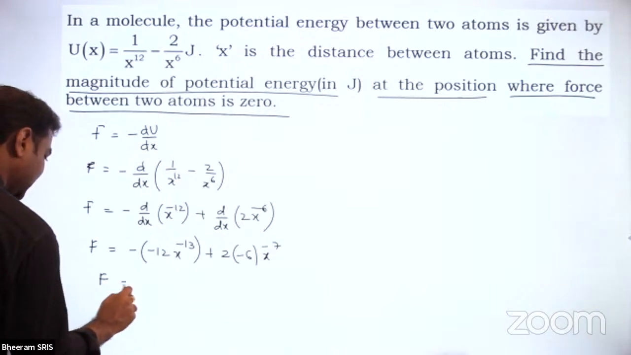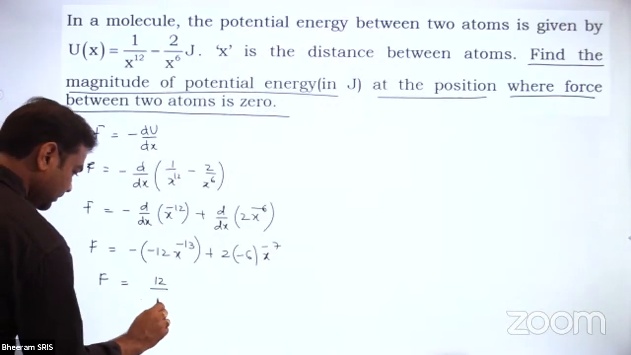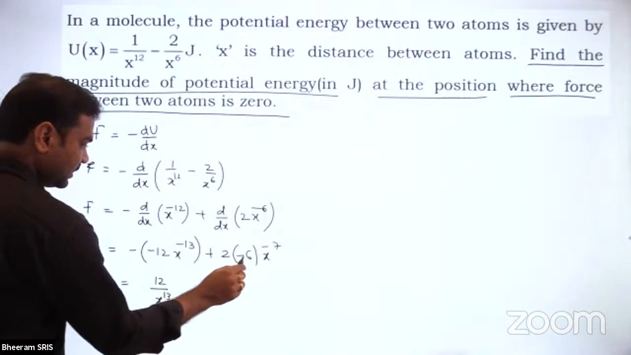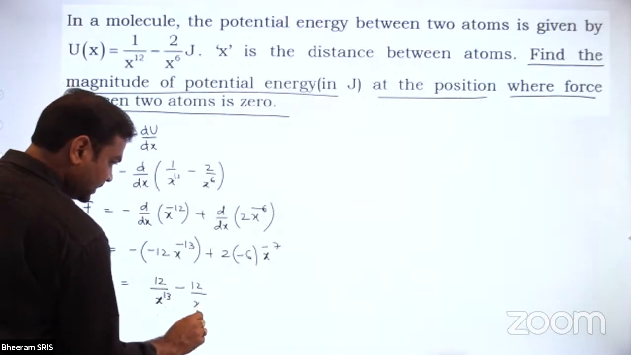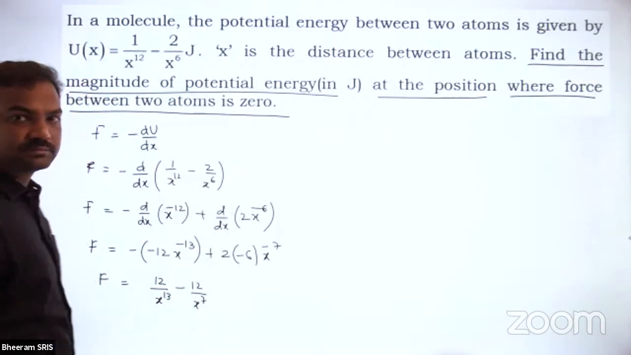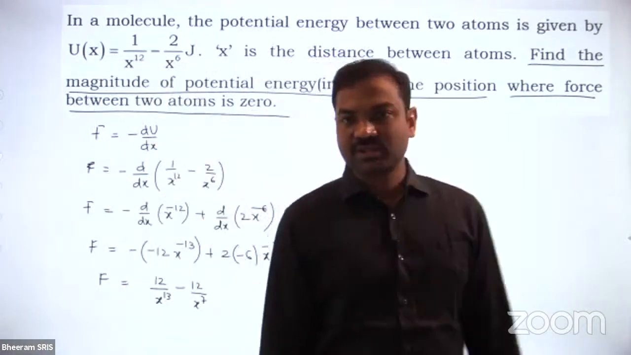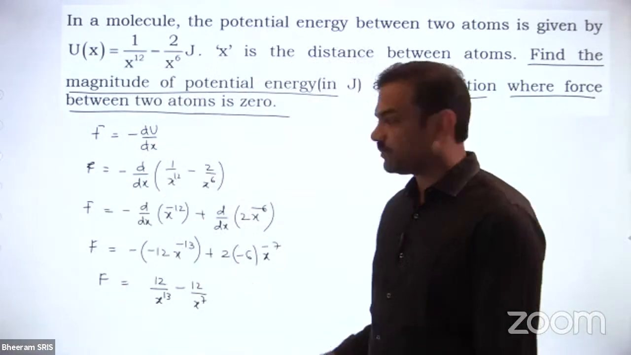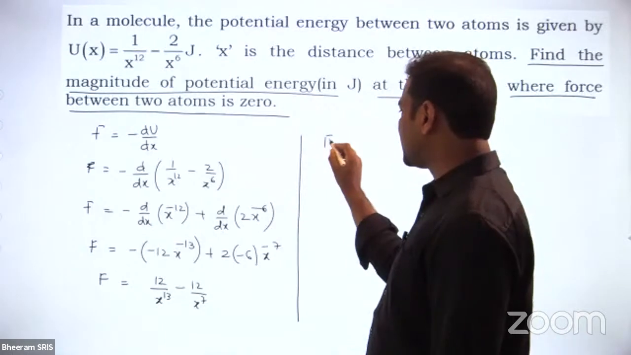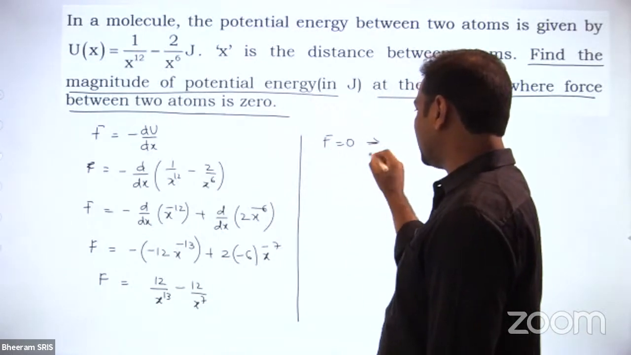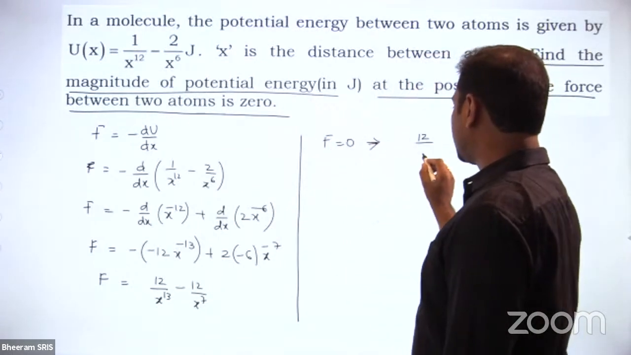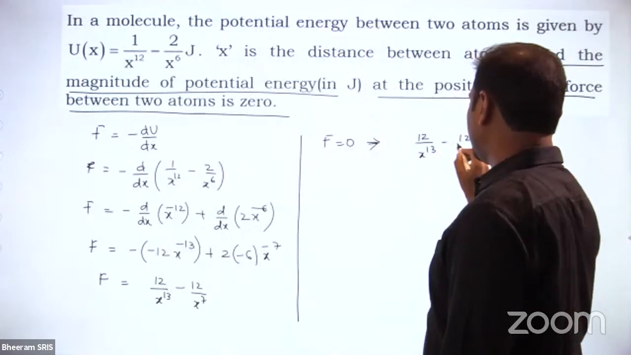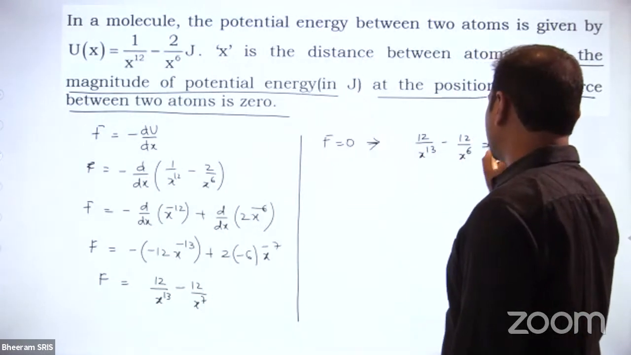So finally, what is the force value I can write? This is plus 12 by x raised to 13, this is minus 12 by x raised to 7. This is the force expression. Force changes with x like this. But we have to find where the force is 0. Where will force be 0? So 12 by x raised to 13 minus 12 by x raised to 7 is equal to 0.